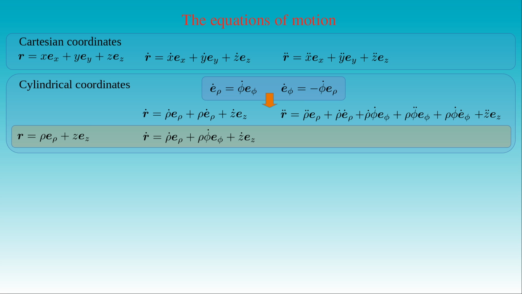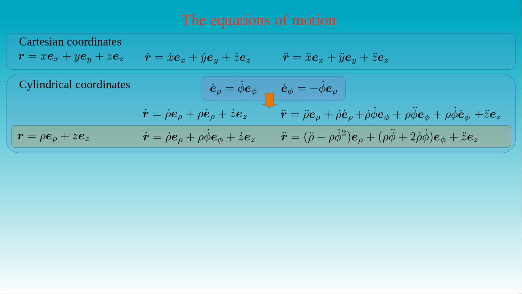We see that the second order derivative of r contains the derivatives of the basis vectors e ρ and e phi, which we already computed. Therefore we can substitute them into this expression. Then we obtain the components of the second order derivative of the position vector. Its ρ component is ρ double dot minus ρ times phi dot squared. Its phi component is ρ times phi double dot plus 2 times ρ dot times phi dot. And its z component is simply z double dot.